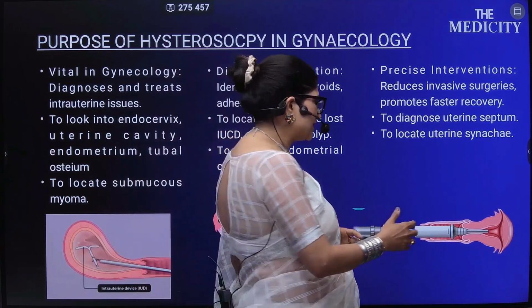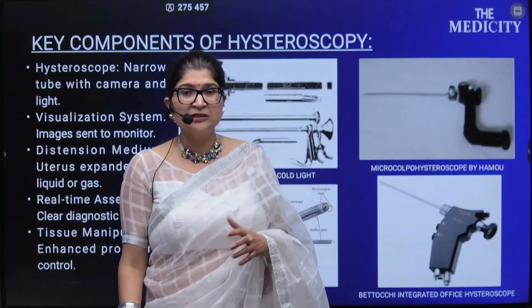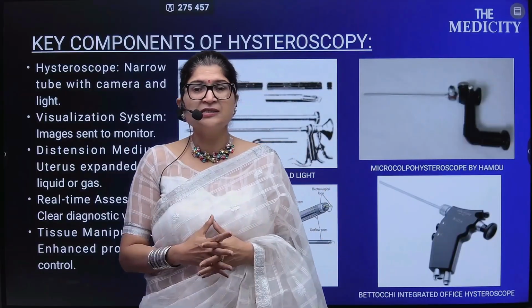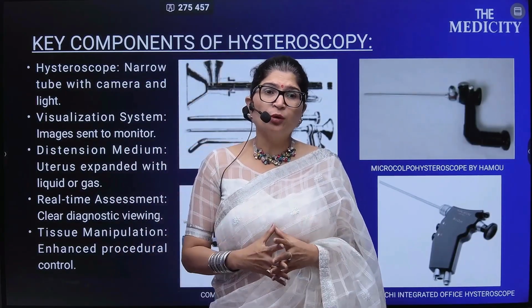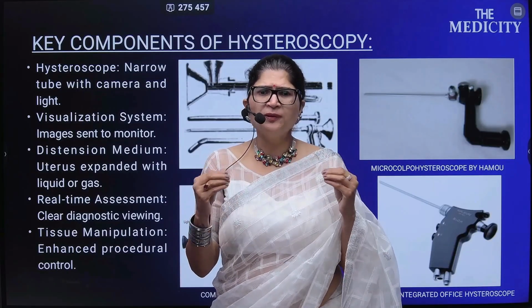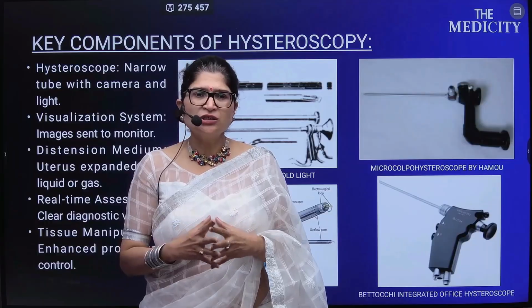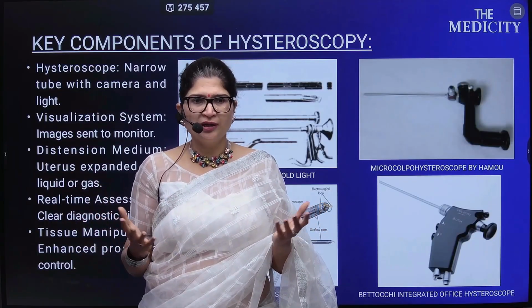For all these purposes, hysteroscopy has come as a rescue in gynecology, and it has advanced very much, and it's a very simple skill which is being practiced. So if I talk about a hysteroscope, what are the key components? A hysteroscope is a narrow tube-like structure with a camera and a light source. In the visualization system, images are sent to the monitor, and we see all the images on the screen.